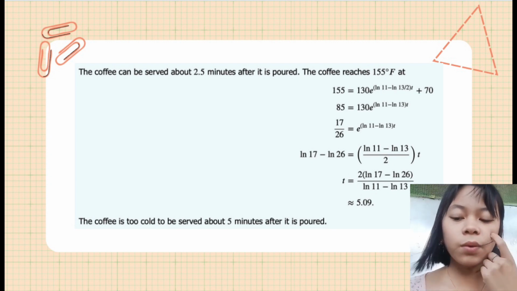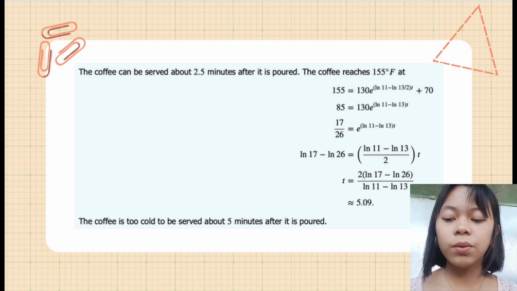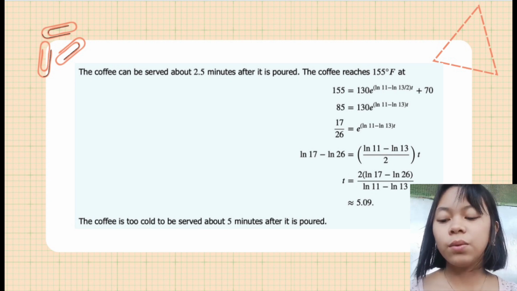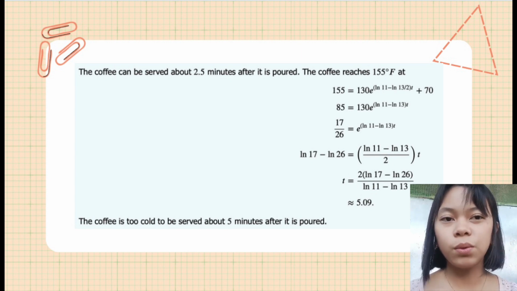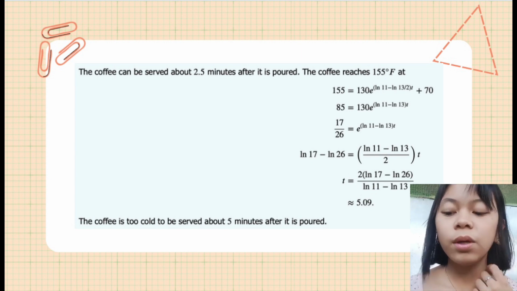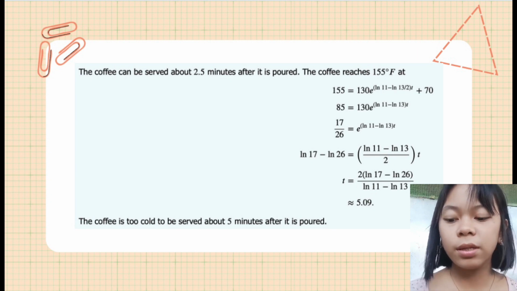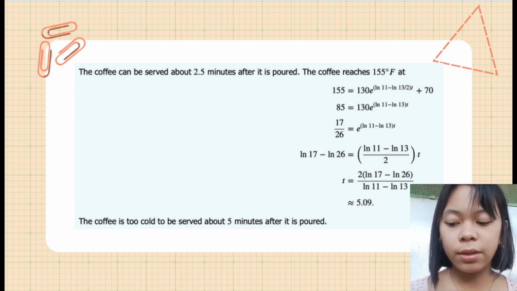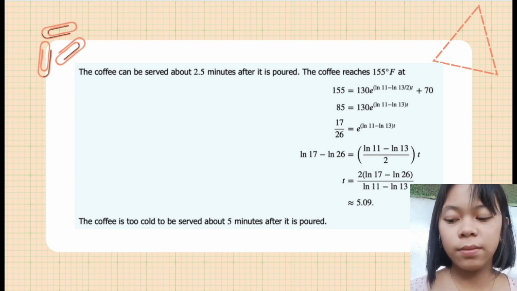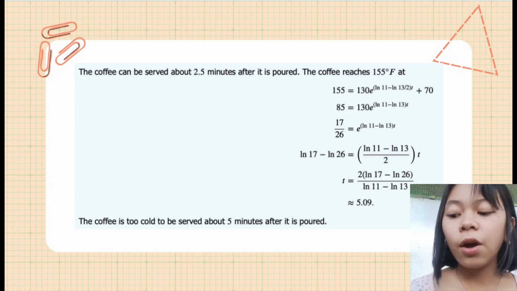21 over 26 equals e raised to (ln 11 minus ln 13) over 2 times t. ln 21 over 26 equals (ln 11 minus ln 13) divided by 2 times t. ln 21 minus ln 26 equals (ln 11 minus ln 13) divided by 2 times t. t equals 2 times (ln 21 minus ln 26) divided by (ln 11 minus ln 13), which is equal to 2.56. In conclusion, the coffee can be served about 2.5 minutes after it is brewed.